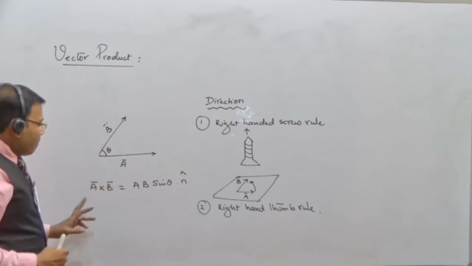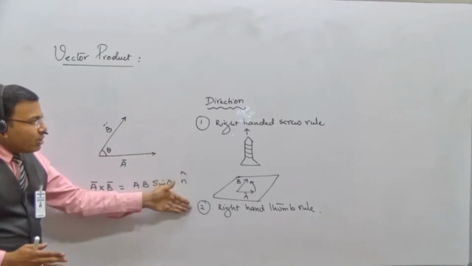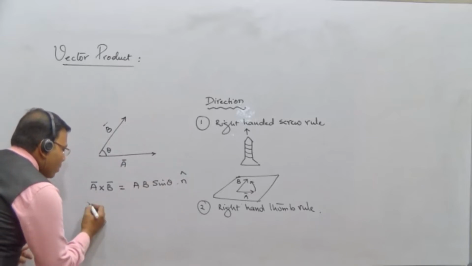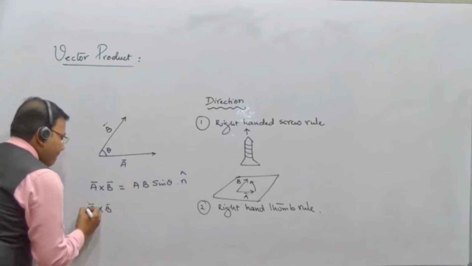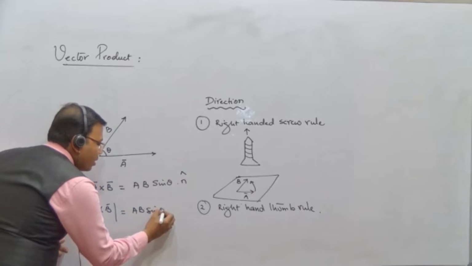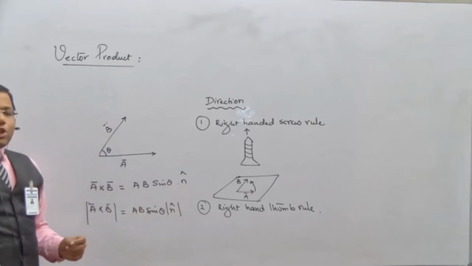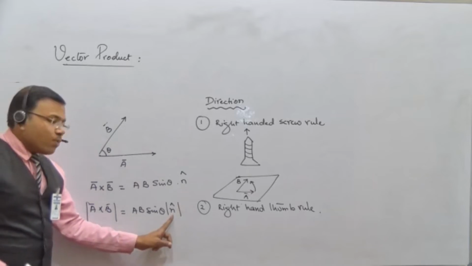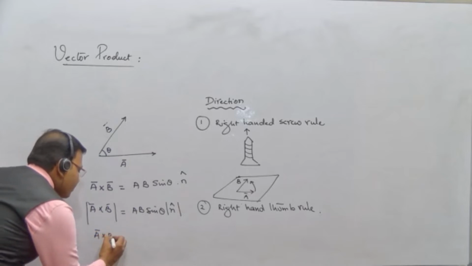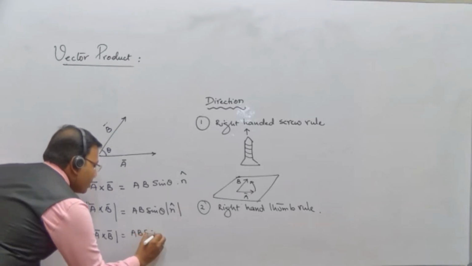So once again, A cross B means AB sine theta. These are the two methods to find the direction. Now if I want to find the magnitude, it is AB sine theta. And what is the magnitude of n cap? This is a unit vector, and the magnitude of a unit vector is 1. So this is 1 only, and 1 into something is the same thing. So the magnitude of A cross B is just AB sine theta.